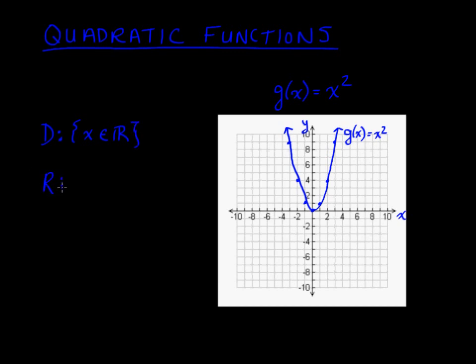For the range, only y values that are greater than or equal to 0 are possible because this parent quadratic function is only located in the upper two quadrants. So we want y values that are real numbers such that y is greater than or equal to 0. Okay, so that's domain and range in set notation for the parent quadratic function.